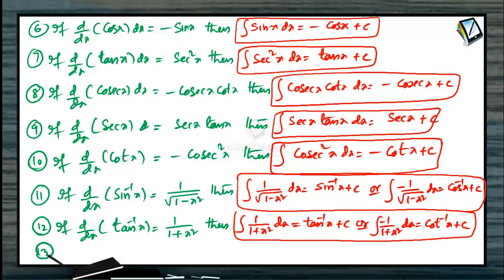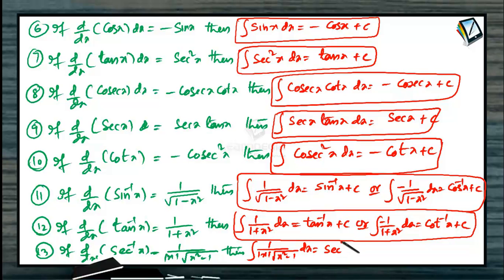Now the last one is, if d by dx of secant inverse of x is 1 by mod x into root of x square minus 1, then we can say integral of 1 by mod of x root over x square minus 1 dx is secant inverse of x plus c, or else minus of cosecant inverse of x plus c accordingly. So these are all the standard integrals based on the definition of integration.